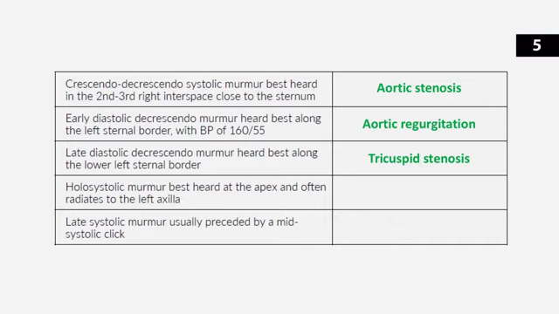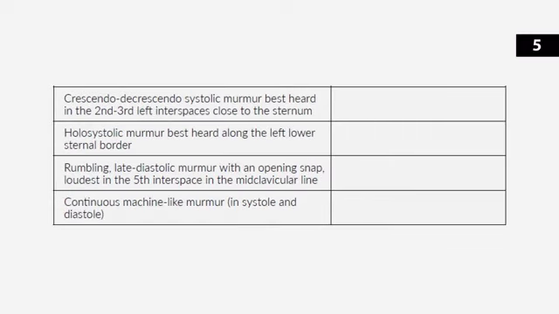Holosystolic murmur, best heard at the apex and often radiates to the left axilla, is mitral regurgitation. Late systolic murmur, usually preceded by a mid-systolic click, is mitral valve prolapse. A crescendo, decrescendo systolic murmur, heard best at the second or third left interspace close to the sternum, would be pulmonic stenosis. So it's similar to aortic stenosis, but the location is different.